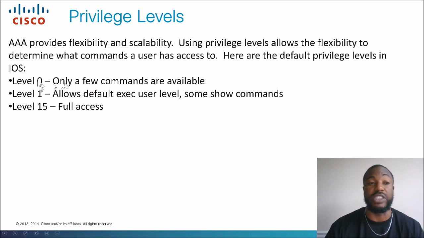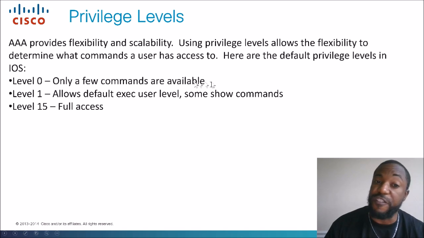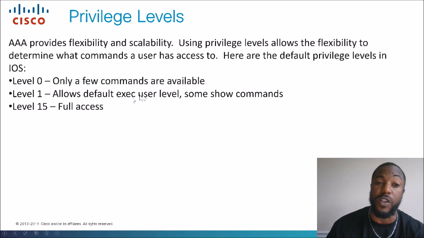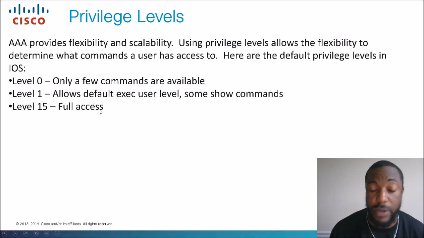If you do set up privilege levels, level 0 means only a few commands are available. You can see what they are once you use the question mark. Level 1 allows the default exec user level and some show commands, not all of them, just some. If you do level 15, it grants them full access.